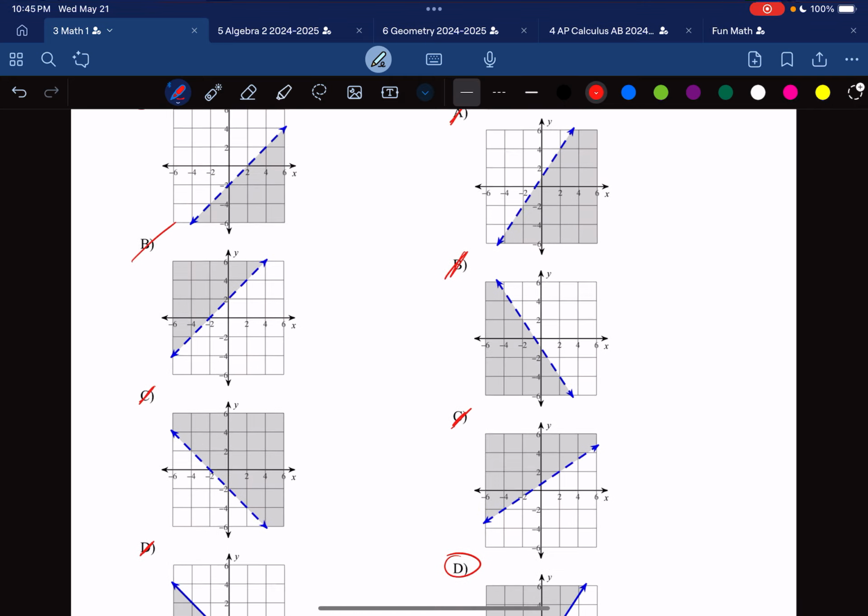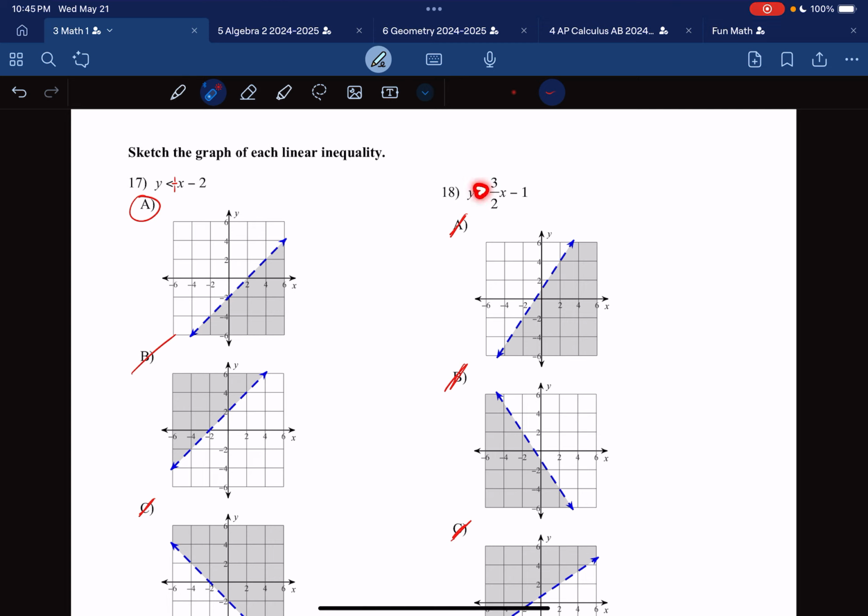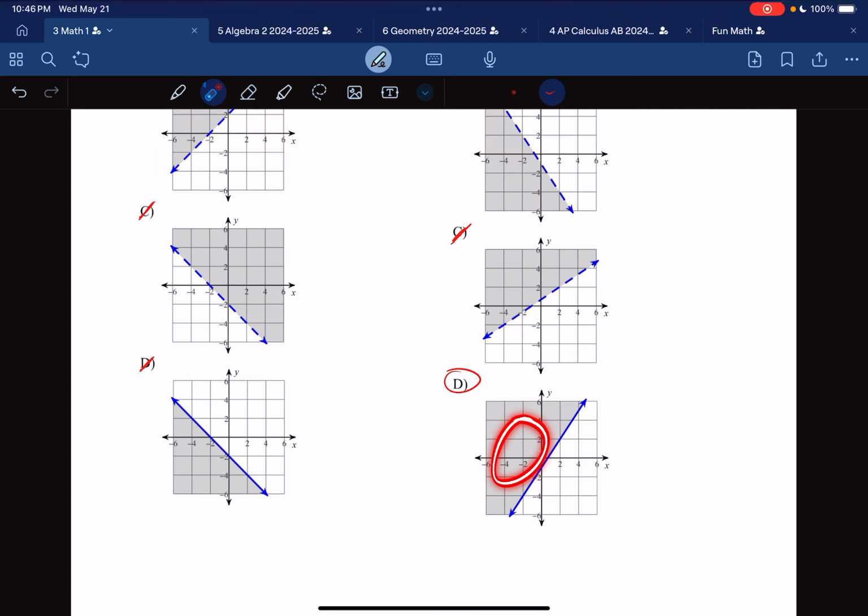To do shading for slope-intercept form, whenever you have a greater than or a greater than or equal to symbol, the top portion should be shaded and the bottom portion should not be shaded. So notice this was a greater than, therefore the top should be shaded, and look, the top was shaded.